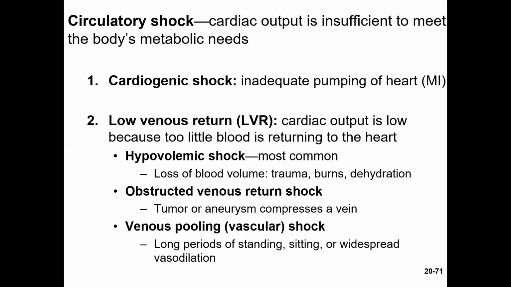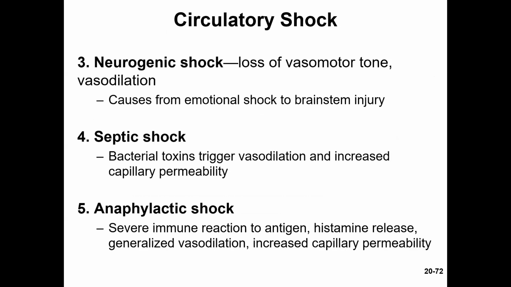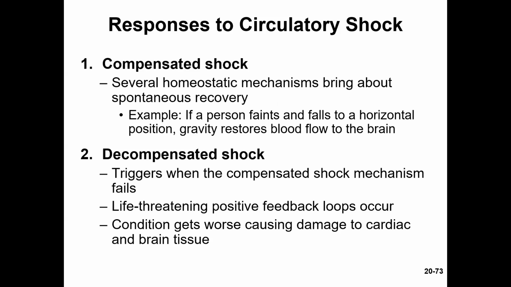Obstructed venous return shock can be from a tumor or aneurysm that compresses a vein, or from venous pooling or vascular shock, long periods of standing, sitting, or widespread vasodilation. Neurogenic shock is loss of vasomotor tone or vasodilation. This ranges from emotional shock to brainstem injury. Septic shock, bacterial toxins trigger vasodilation and increase capillary permeability. Anaphylactic shock is a severe immune reaction to an antigen, histamine released, and generalized vasodilation, which increases capillary permeability.